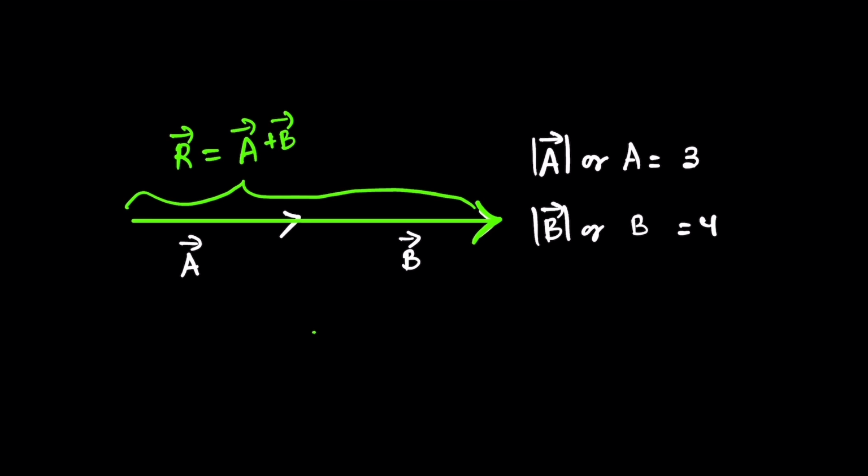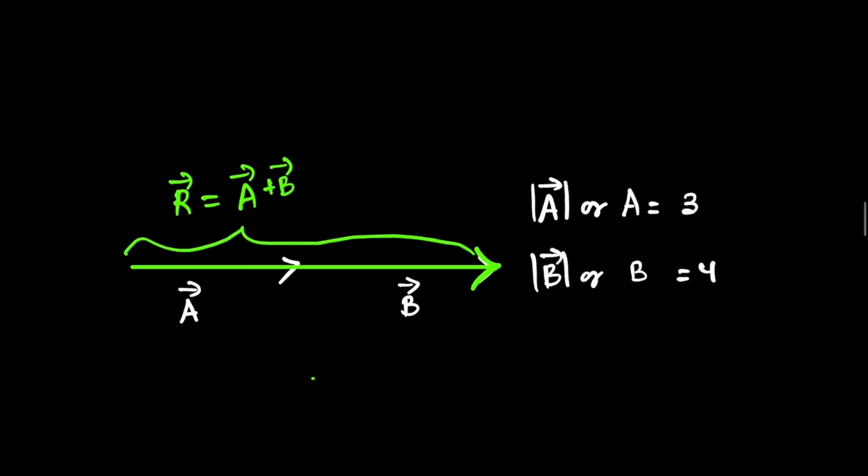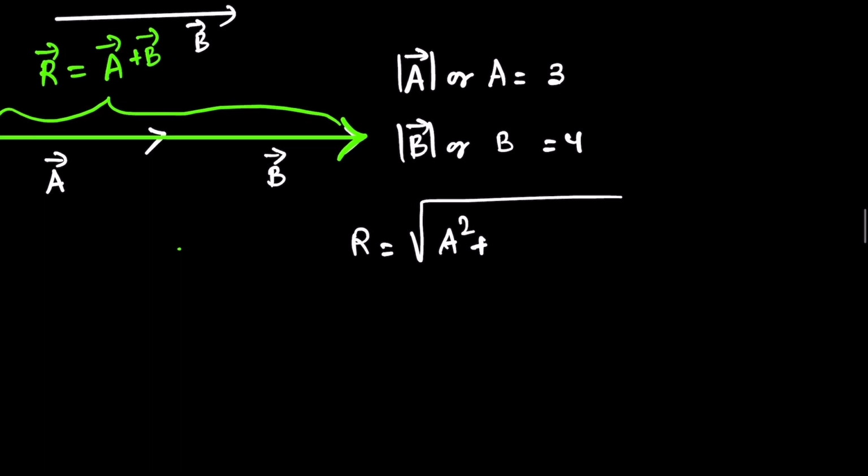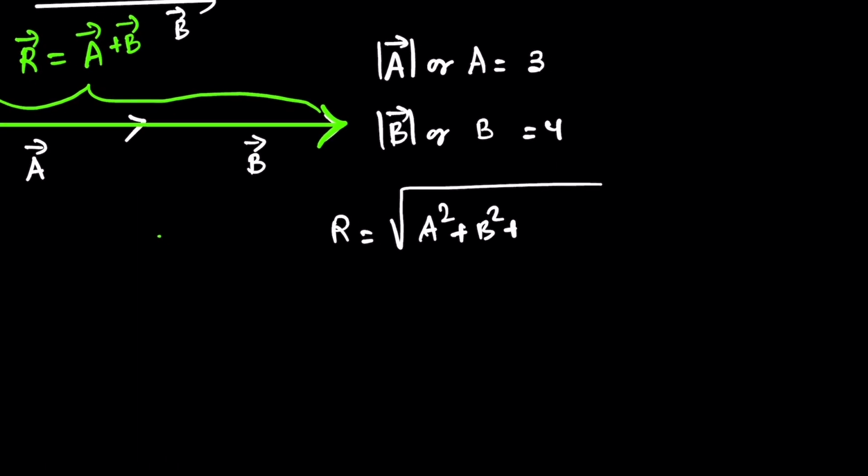Now since A vector and B vector, in the pyramid example, say this is A vector, say this is B vector, in the same direction. Let's apply the formula: R equals root over A square plus B square plus twice AB cos theta.